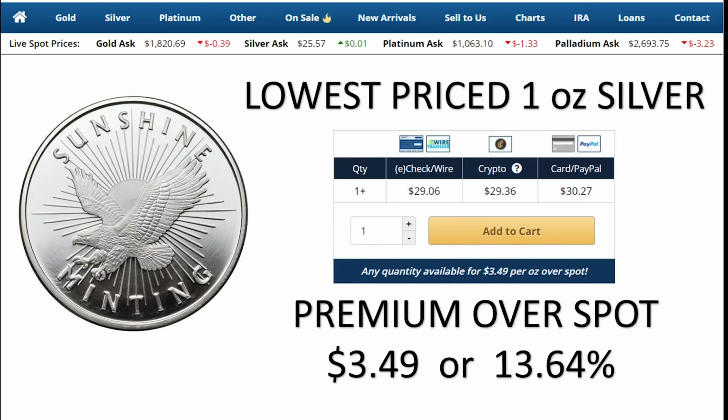Now, looking at the cheapest price 1 ounce silver round at JM Bullion, we see a price of $29.06 per silver round, which is $3.49 over spot per round, or a 13.64% premium.